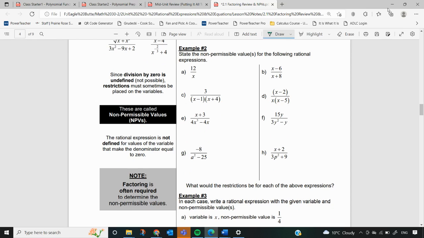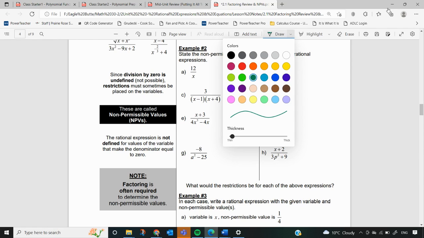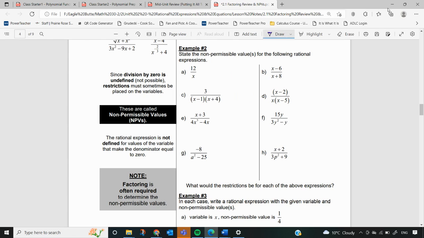So when we're talking about non-permissible values, we do not care about the numerator. There will be an exception to that down the road, but for the most part, unless we're dividing rational expressions, we do not care about the numerator. So here I've got 12 over x. I could have 5,672 over x. The restriction would be the same. The numerator doesn't mean anything.